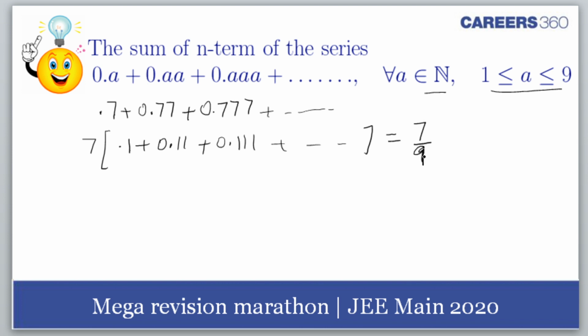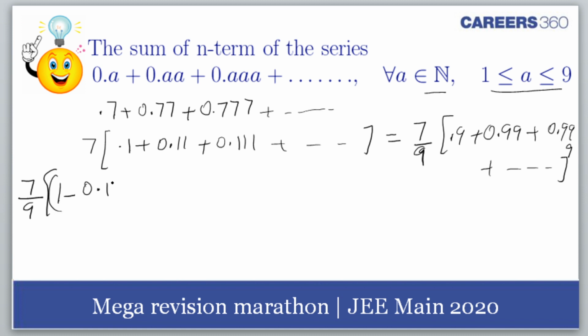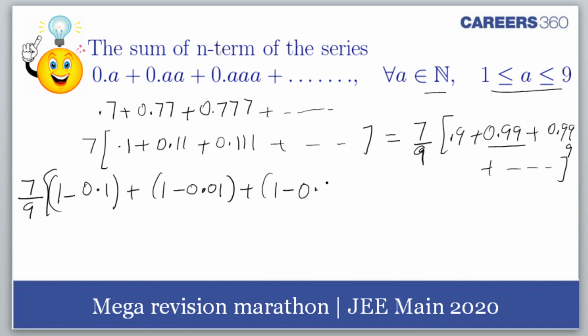So we'll get 7 by 9. And here 0.9, 0.99, and so on, 0.999. Okay, this goes on. Multiply and divide by 9. So what do we get? 7 by 9. 0.9 can be written as 1 minus 0.1. 0.99 can be written as 1 minus 0.01, and 0.999 can be written as 1 minus 0.001. Am I right? So for n terms we have to do the summation.